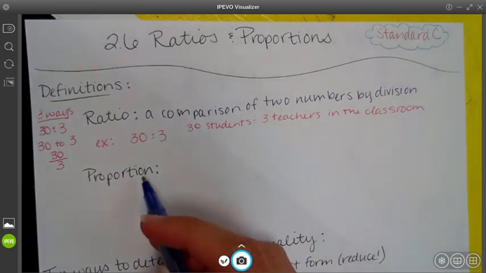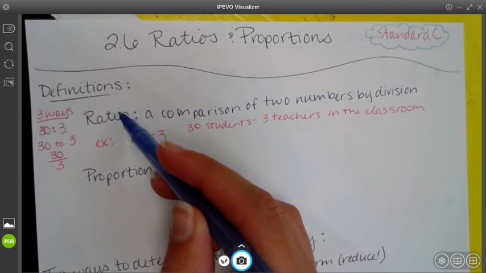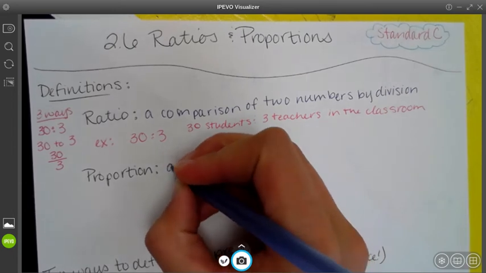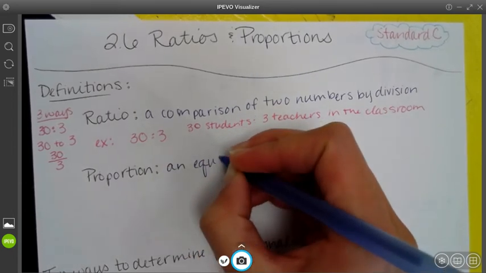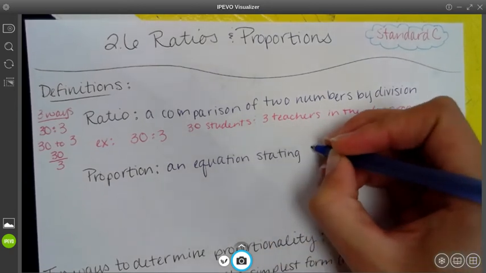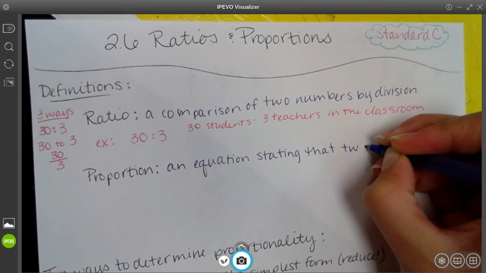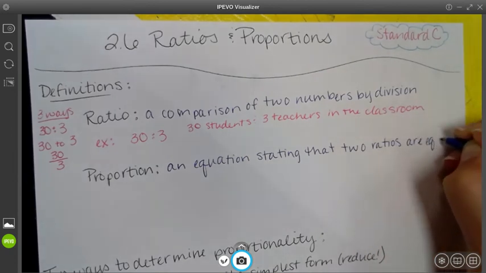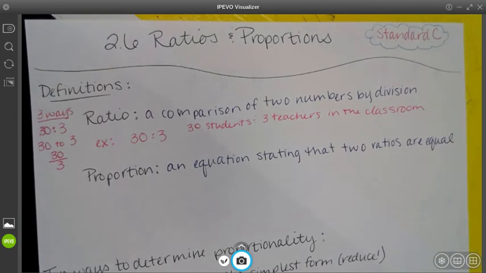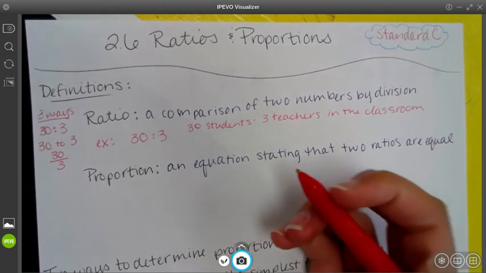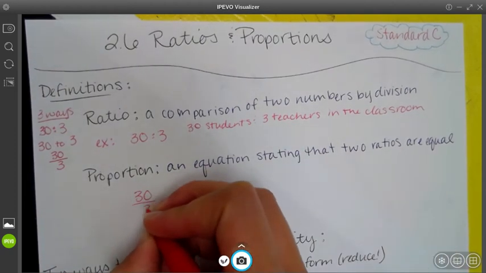Now, proportion. People tend to use these interchangeably. Not the exact same thing, though. So a proportion is an equation that states that two ratios are equal. All right, so if you think about this ratio up here, we have 30 students to 3 teachers, so that ratio is 30 over 3.